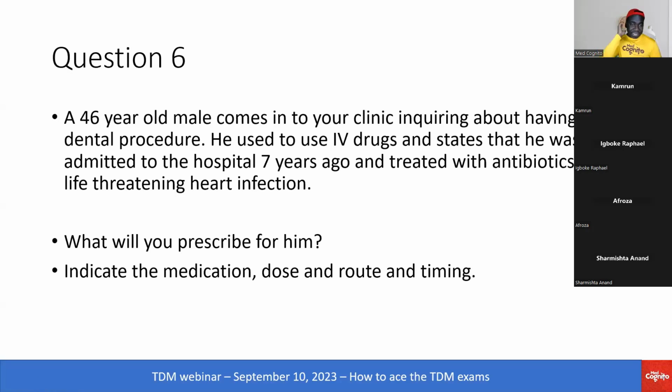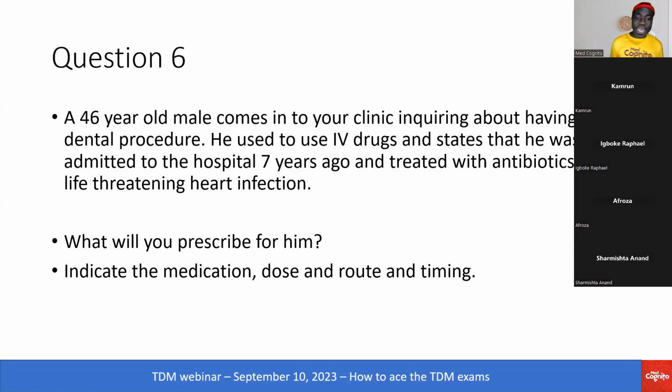So another case, a 46-year-old male comes to your clinic inquiring about having a dental procedure. He used to use IV drugs and states that he was admitted to the hospital 7 years ago and treated with antibiotics for a life-threatening heart infection. What will you prescribe for this patient?